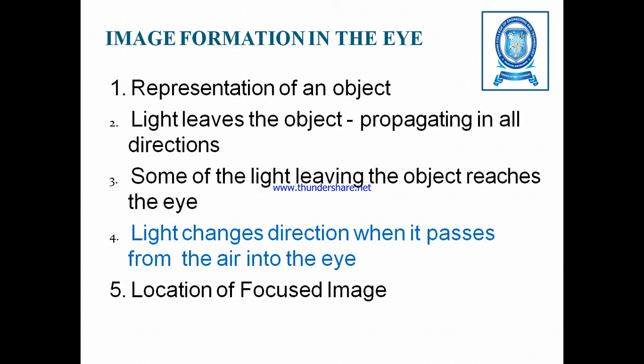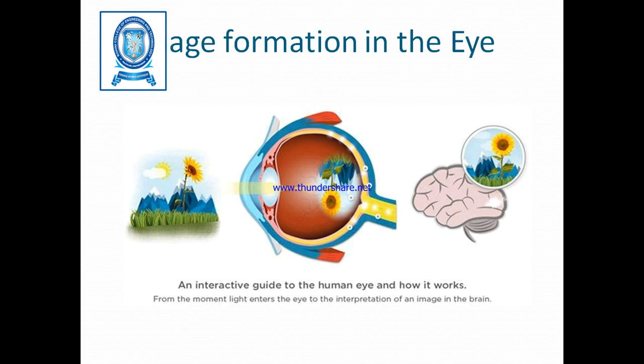So now let's see how the image is formed in the human eye. Okay, so first is the representation of an object. The next one is that light leaves the object, propagating in all directions, and third, some of the light leaving the object reaches the eye, that is, light falls upon the object and is then reflected into the human eye. Okay, so light changes direction when it passes from the air into the eye, and the last one is the location of the focused image. As you see, a good example is given here.